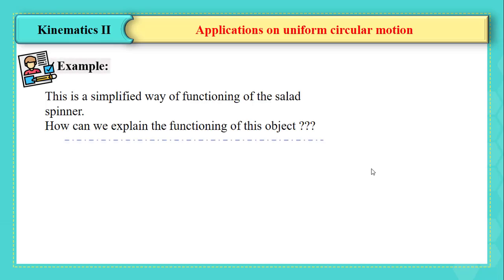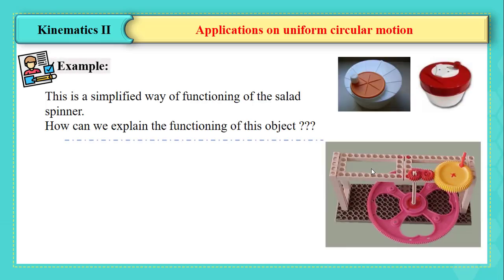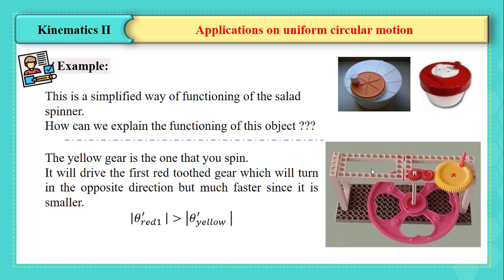In this example, we are going to explain the functioning of the salad spinner. How can we explain the functioning of this object? The yellow gear is the one that you spin. It will drive the first red-toothed gear, which will turn in the opposite direction, but much faster since it is smaller. Then θ'red1 is greater than θ'yellow.